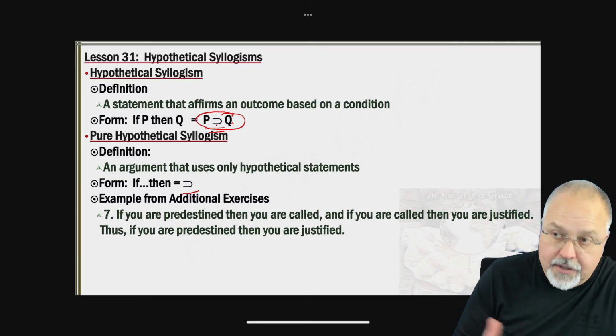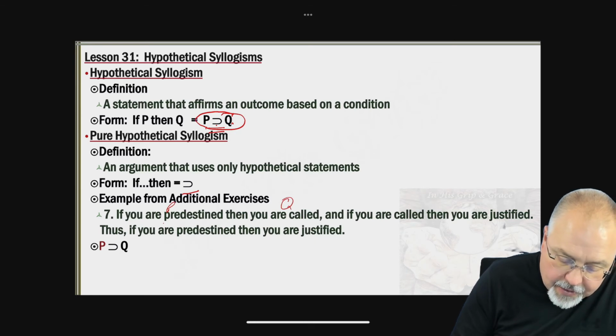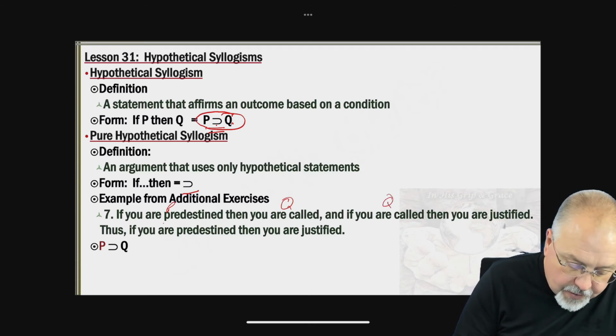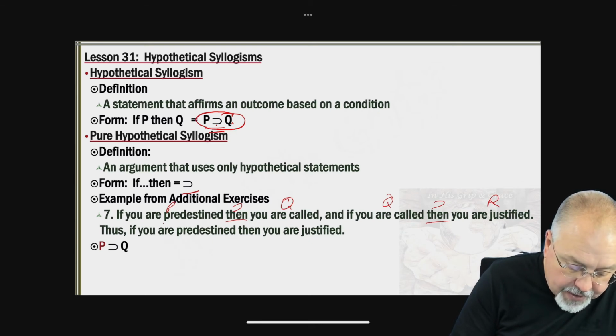We would translate this and write this as if P. In this case, if you are predestined, that would be P, then Q, you are called. And if you are called, this is Q, right? If Q, and the then is always this horseshoe, right? Then you are justified. Thus, if you are predestined, and that's P from up above, right? P, if you are predestined, then you are justified, R.